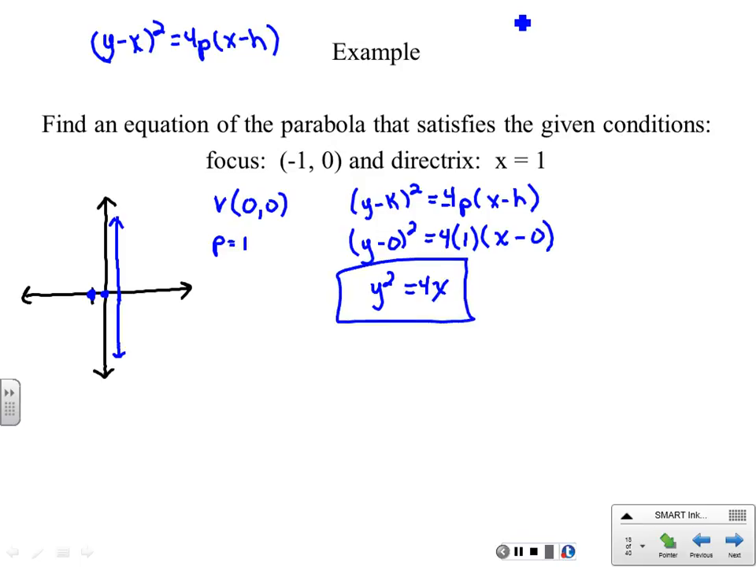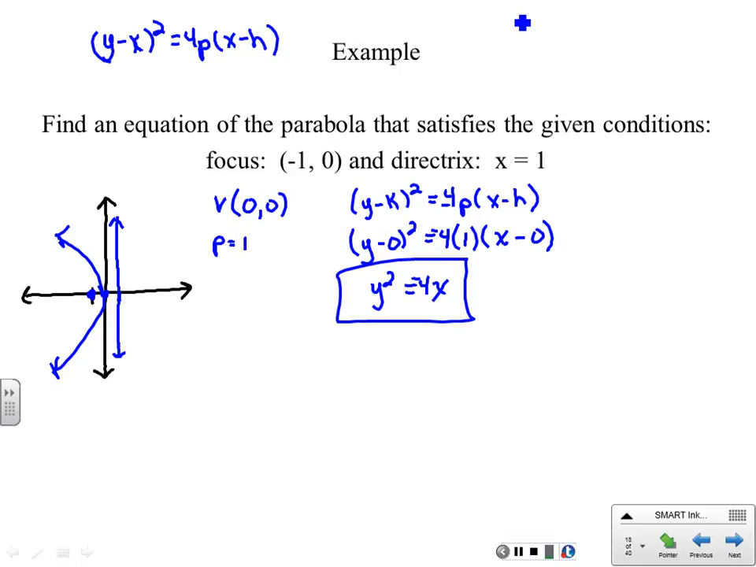It is. You're right. It's negative because it's going to the left. So you have y squared is equal to negative 4x. And you're done.